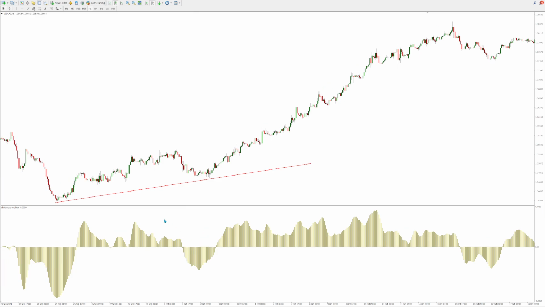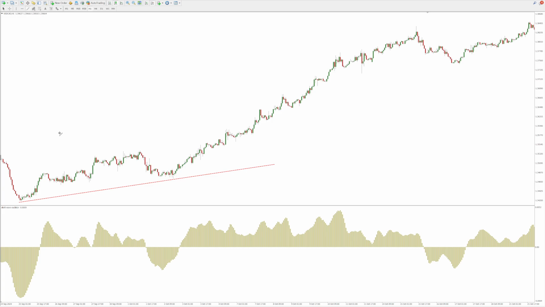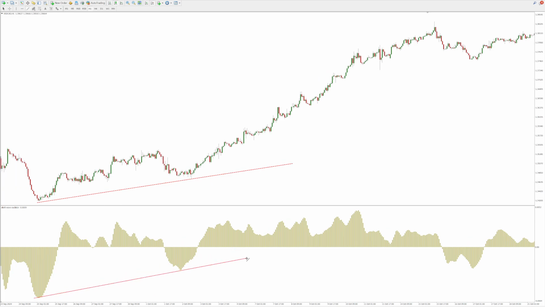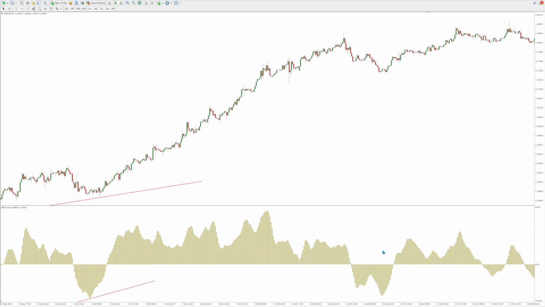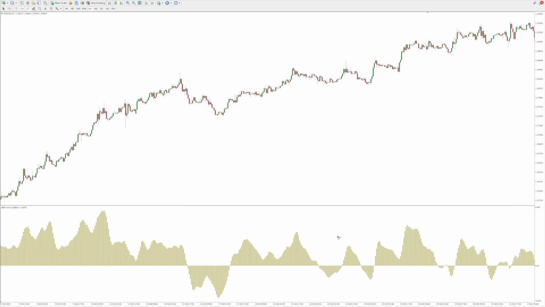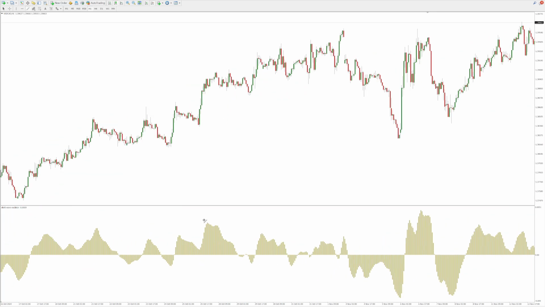Okay, another element to be aware of is divergence. Okay, so when the indicator starts to make higher lows like this, it suggests an uptrend, just as when it makes lower highs, it suggests a change to the downside. Okay.